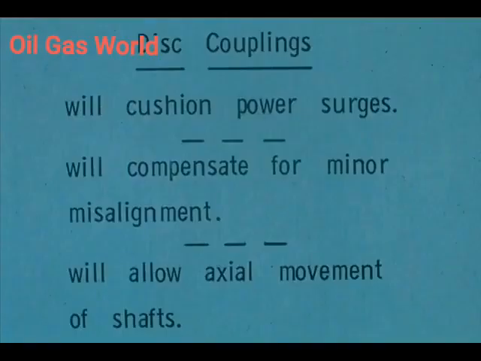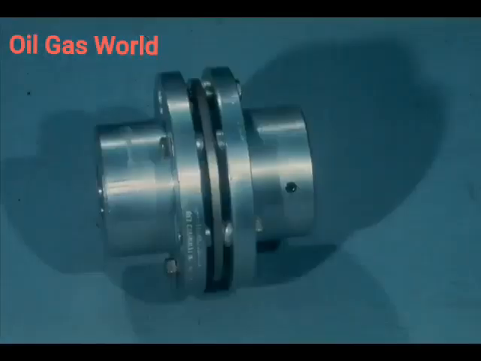For instance, the disc coupling will cushion light power surges, will compensate for minor misalignment, and will allow a small degree of axial movement of the shaft. Once you get your hands on one of these disc couplings, you'll understand exactly why it works as it does. The disc is generally considered the most complicated of the 5 basic types we have shown you here in the last few minutes, but it has the most advantages, too.